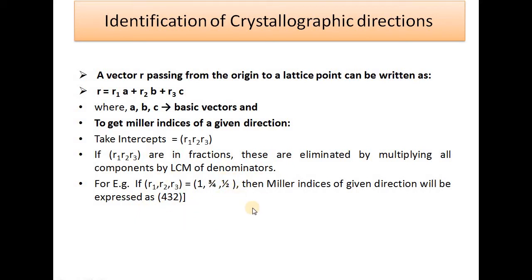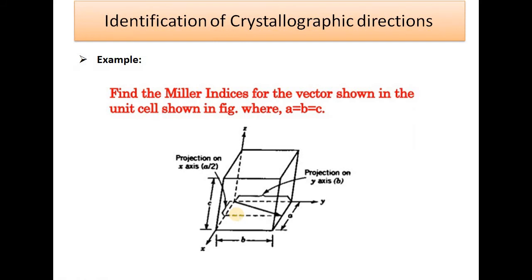For example, we have to find out the Miller indices of a vector as shown in this unit cell, which has edge lengths a equal to b equal to c.